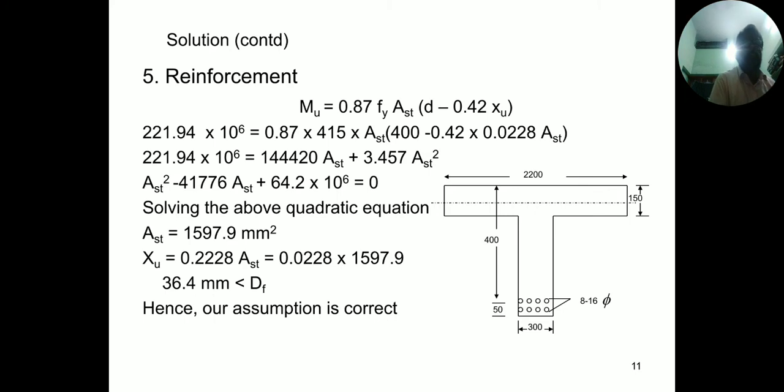Draw the sketch. BF is 2200, thickness of the slab or flange is 150 mm, effective depth is 400 mm, effective cover is 50 mm. 8 bars of 16 mm dia are provided.